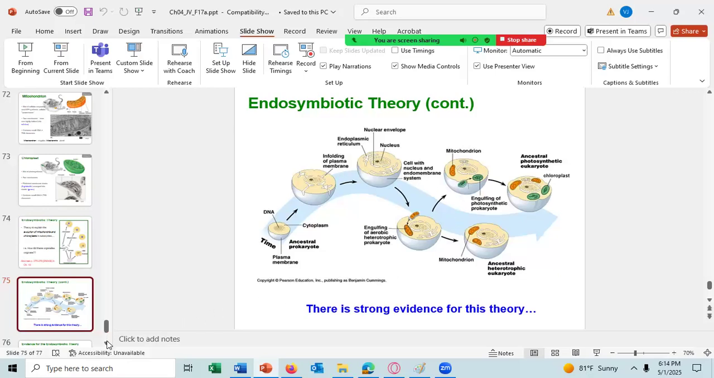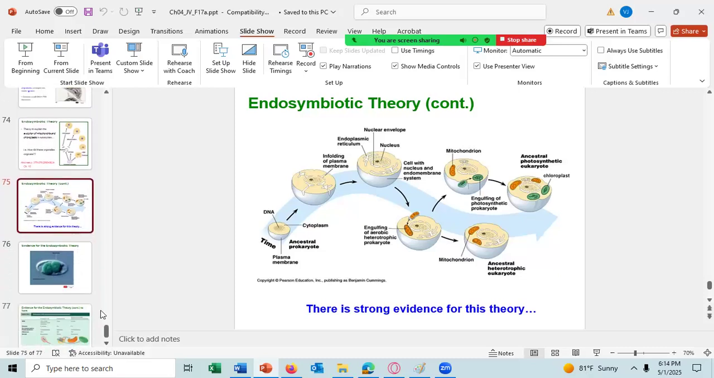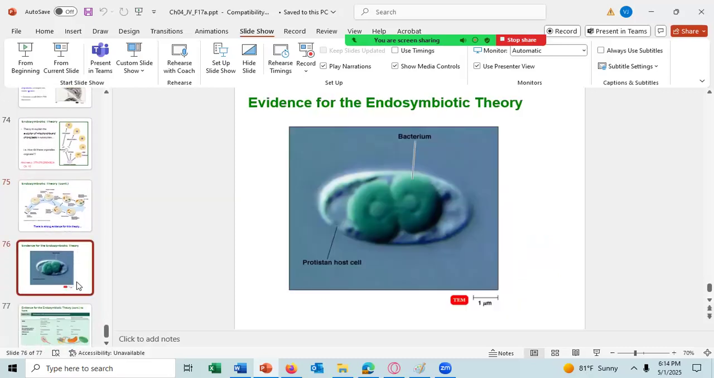What evidence do we have for this theory? First, we have some eukaryote cells which actually engulf another cell. This is a paramecium. It engulfed an algae, and then the paramecium feeds the algae, gives it sunlight. The algae makes glucose, like a chloroplast, for the protist.